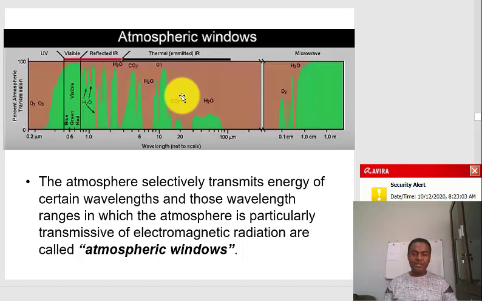For example, our eyes as a sensor can work in this visible range. You can see the atmosphere is transmissive to this wavelength range, so we are able to see this wavelength range. There is a sensor which can operate in the visible range. That is a natural sensor, that is our eyes. Okay, there are also sensors which can operate here, and the like.